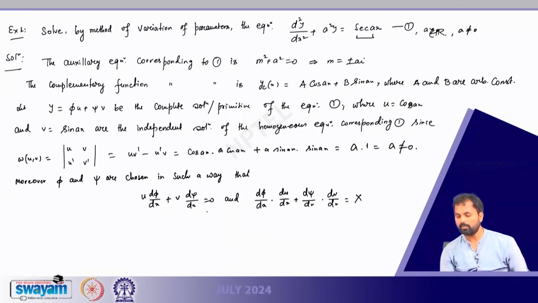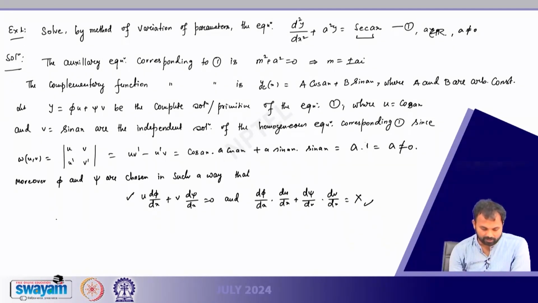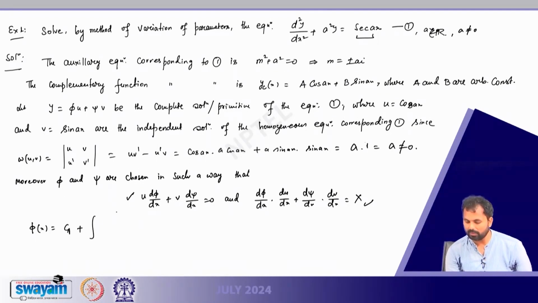So, phi and psi will be chosen in such a way that this holds, and from there we have got this. Now we can solve for phi and psi, and we know directly what the formula will be. So, we can write down the formula directly: d phi by dx equals, so from here we can write phi of x as c1 plus integral, what was it, v into capital X. What is our v? v is sine of Ax.